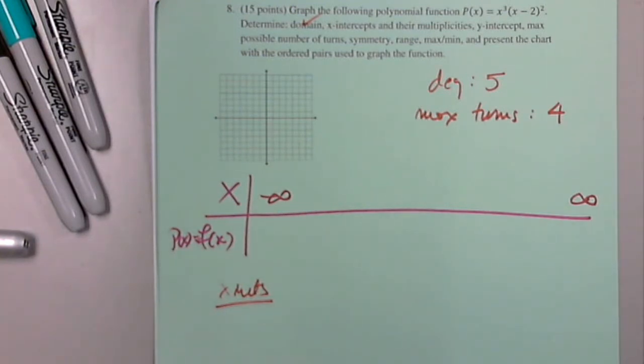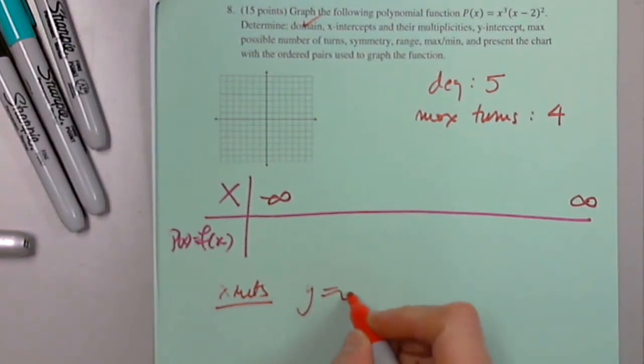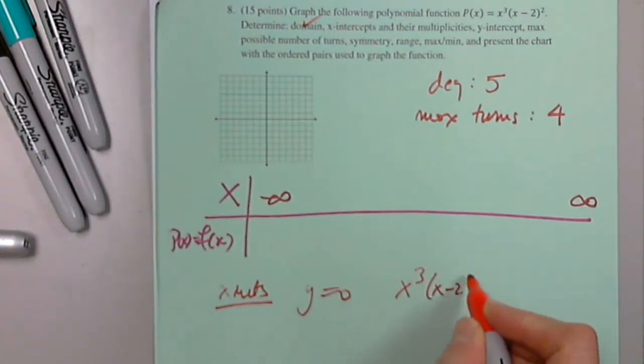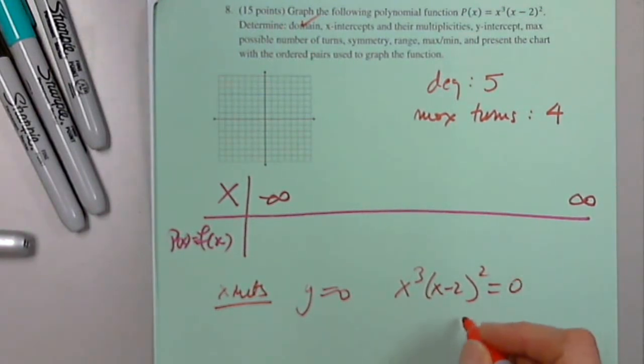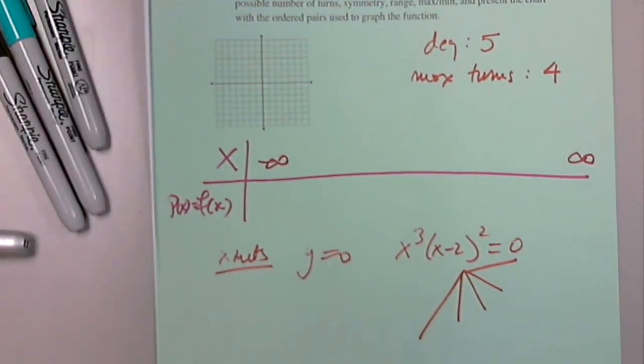No matter how many times they repeat themselves, and that's a trick, right? Because when they repeat, it's a multiplicity, and I know what happens there. So if the degree is 5, I have to present 5 solutions. So x-intercepts, when y is 0, I have x cubed times x minus 2 squared equals 0, and I have to see 5 solutions. Absolutely mandatory. So even if they repeat themselves, that's a multiplicity, and I know what happens there.